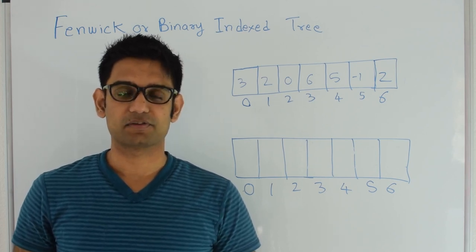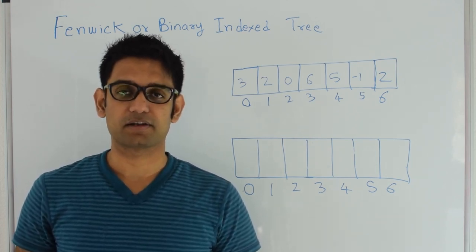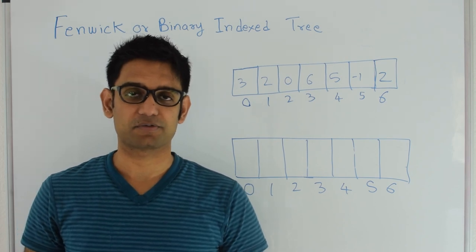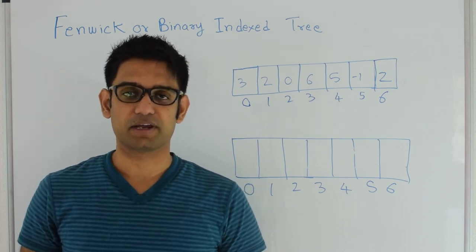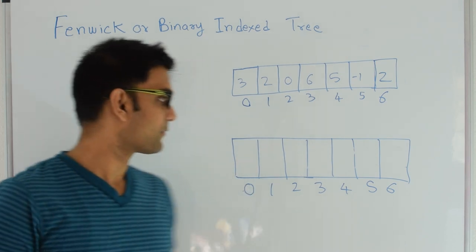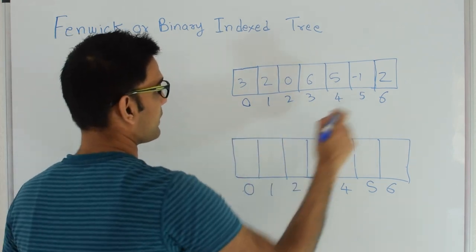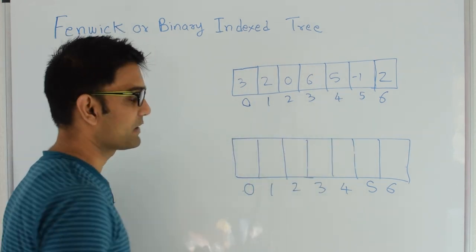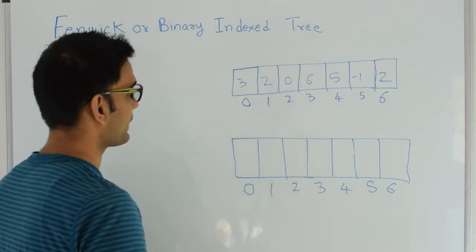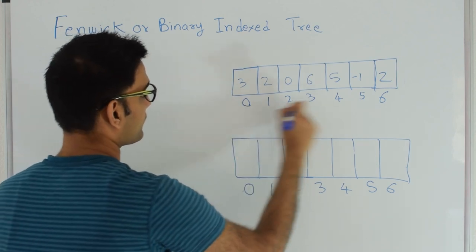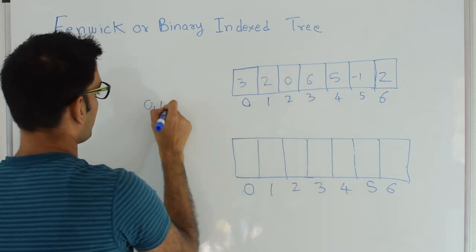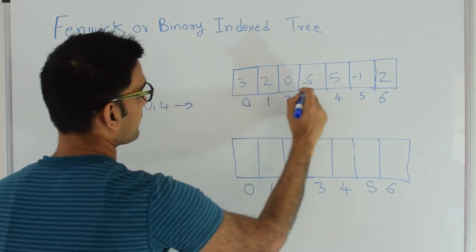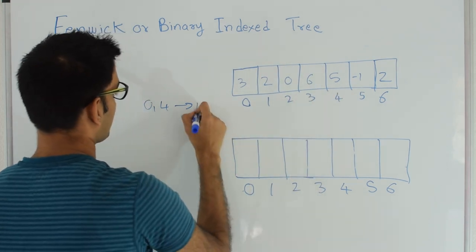Before going into the details of what a Fenwick tree is, let's look at the use case which the Fenwick tree is trying to solve. A Fenwick tree is used to get the prefix sum of an array. For example, if I'm given an array of 7 elements from 0 to 6, a Fenwick tree will help me answer queries like, what is the sum from 0 to 4? So the sum from 0 to 4 is 3 plus 2, 5, 5 plus 6, 11, 11 plus 5, 16.